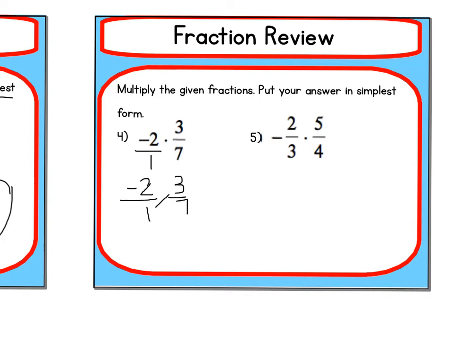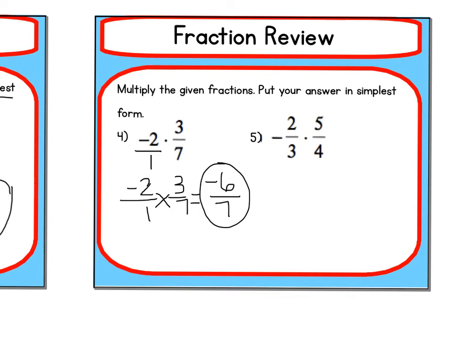So now I look, the 3 and the 1, there's nothing I can reduce. The 2 and the 7, there's nothing I can reduce. So when I do top times top, I have negative 2 times 3, which would give me a negative 6, and 1 times 7 would give me a positive 7. So my answer is negative 6/7.